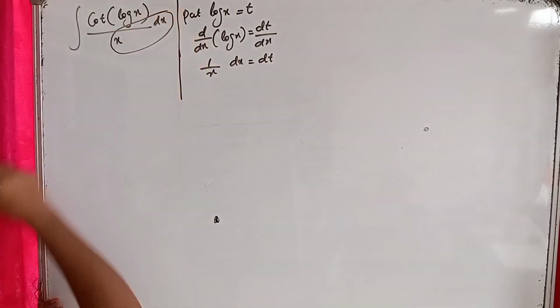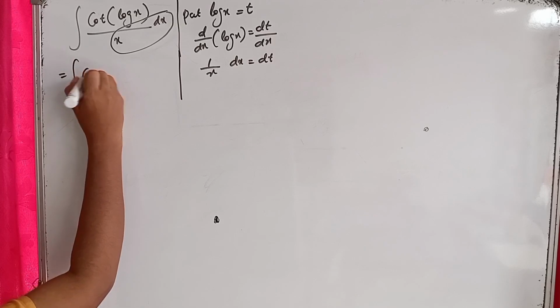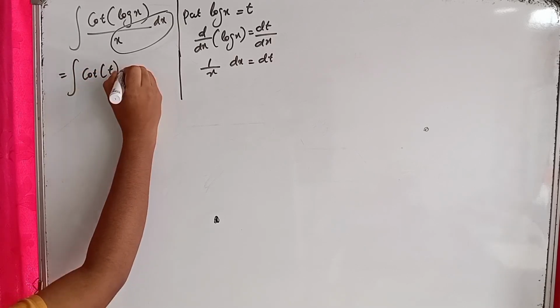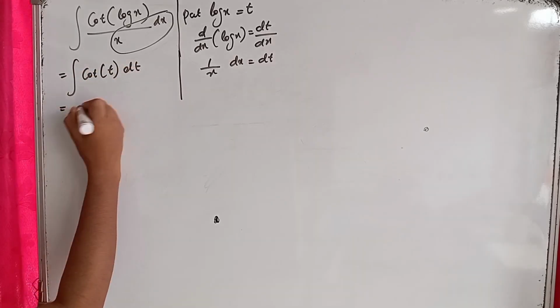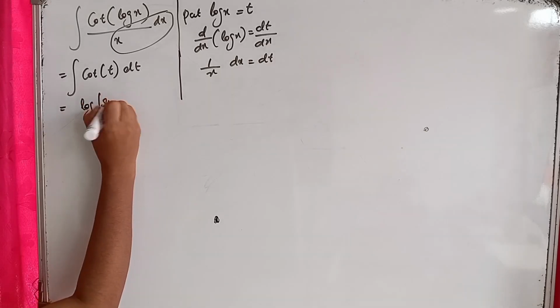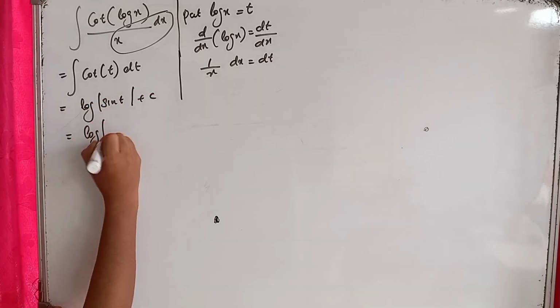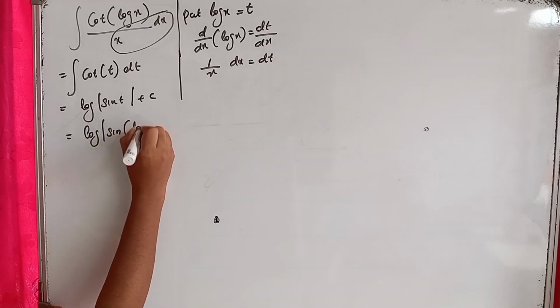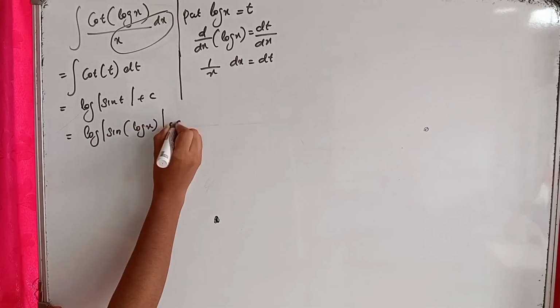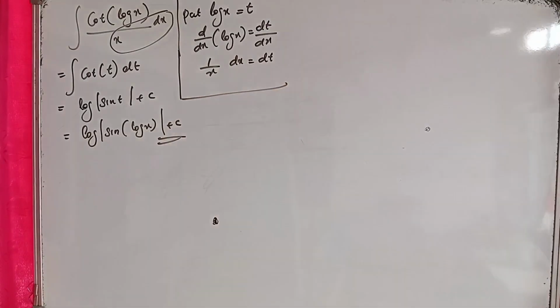Okay, this is the term in the given function. So we replace this by dt and log x by t. So the function becomes integral cot t dt. So what is the integral of cot? Log mod sin t. Finally we replace t by log x. So the answer becomes log mod sin log x plus c.